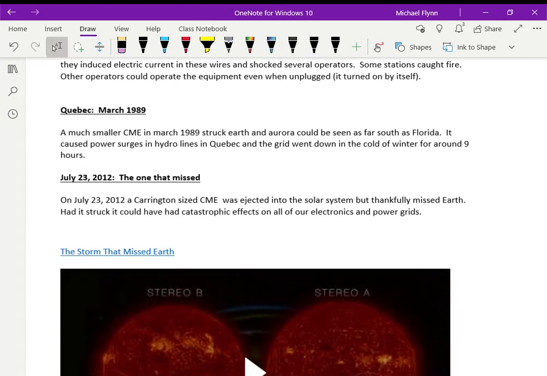Okay, Quebec, March 1989, knocked out all the power for 24 hours. And that was a small one, okay? Or not 24, I think it's about 10 hours, actually. I said 9 when I researched it online, 9 hours. It was strong enough not to burn anything or catch fire to anything, but what it did was it tripped the surge protectors, and they had to reset them, but it took a long time because it was a massive power failure in the whole system.